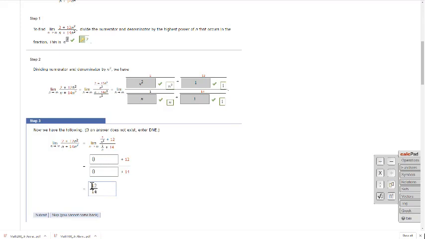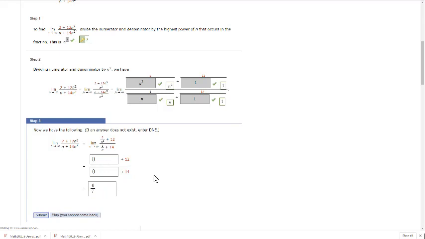I suppose we can simplify that. Let's divide everything by 2. That would be 6/7. And that should be our result.